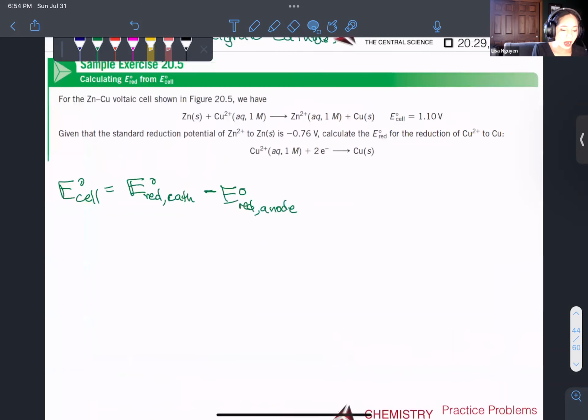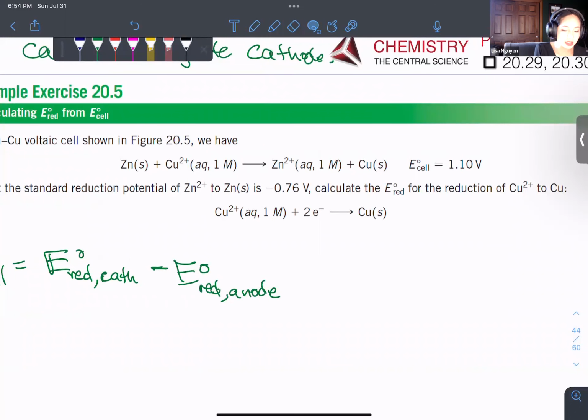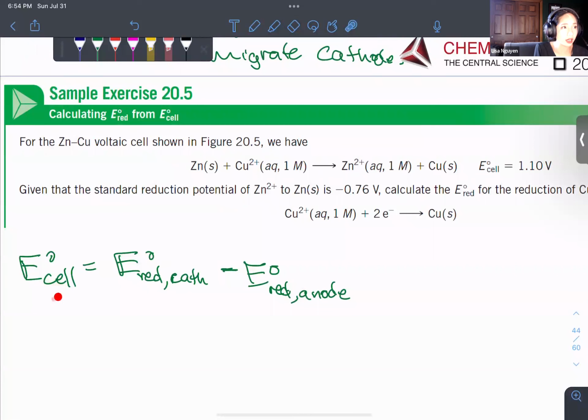Here I'm giving you this reaction. It's happening at standard conditions because we have 1 molarity of all of the ions. I give you the overall cell potential, so E cell is this number here. I also give you the standard reduction potential of zinc. The problem is, is zinc the cathode or is it the anode? So we need to inspect the actual full redox reaction.